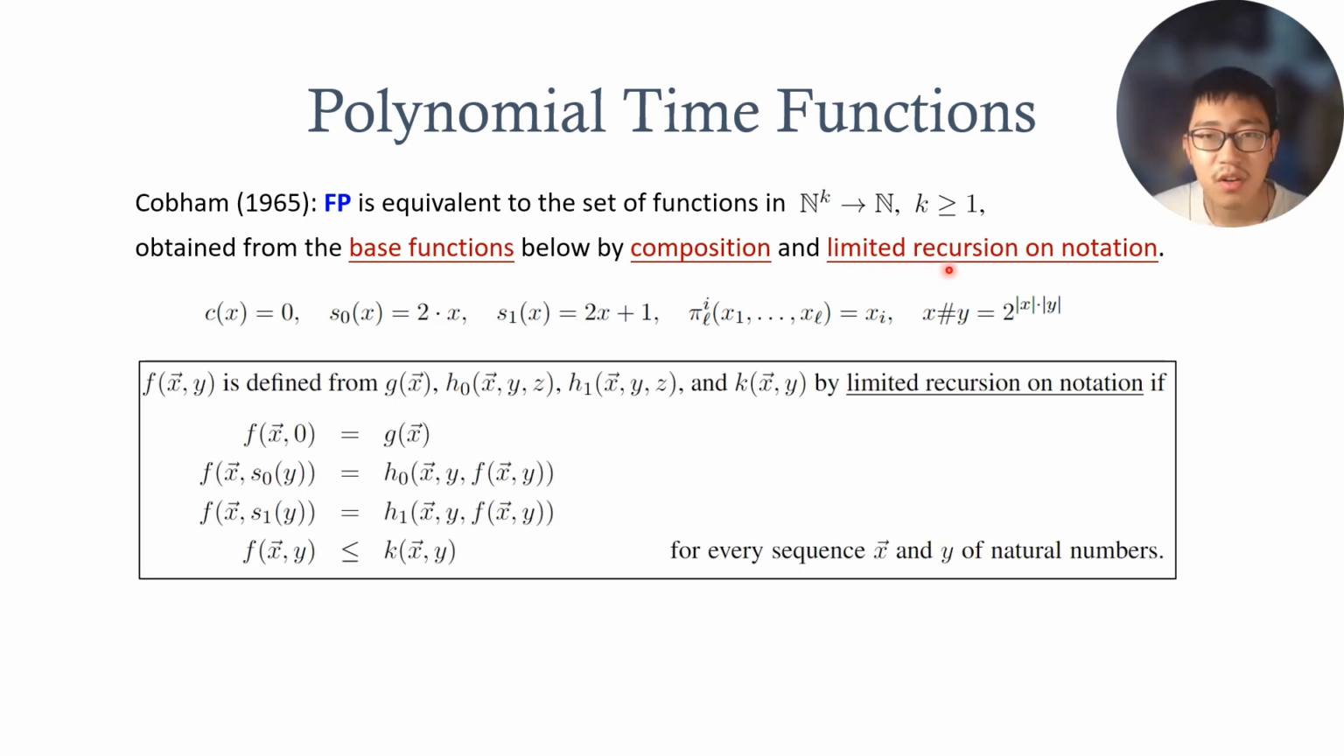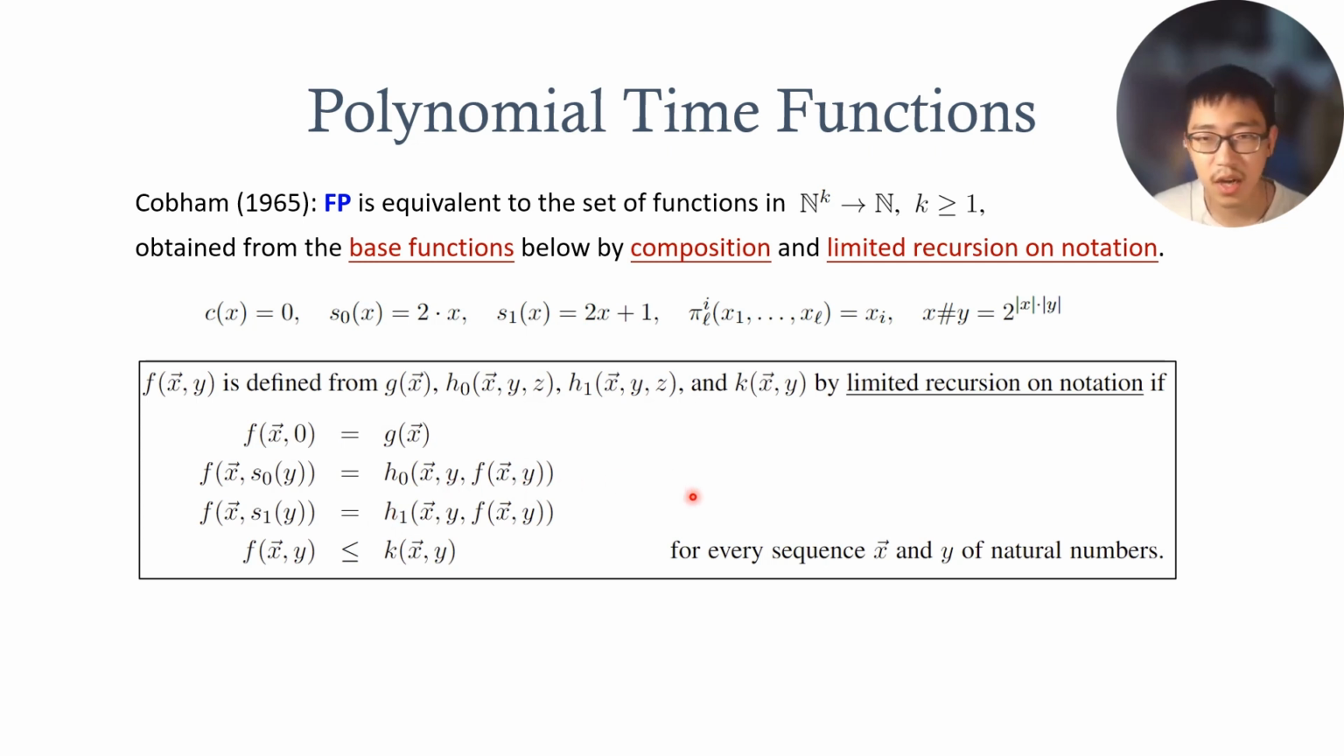The limited recursion on notation is defined as follows. We have a base function g(x), and we have two functions h0 and h1, which define the induction step for the cases when the first bit of the induction variable is 1 and 0, and we have an upper bound which shows that it is limited.